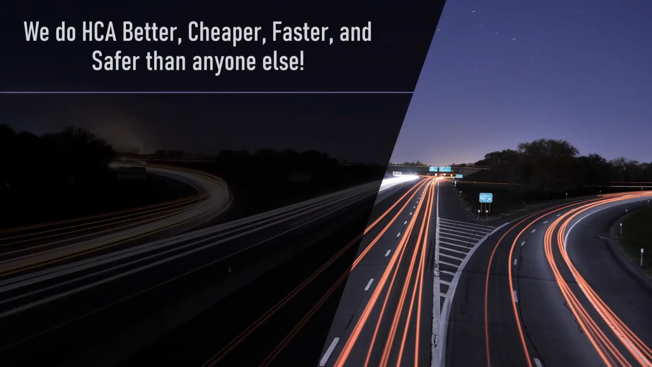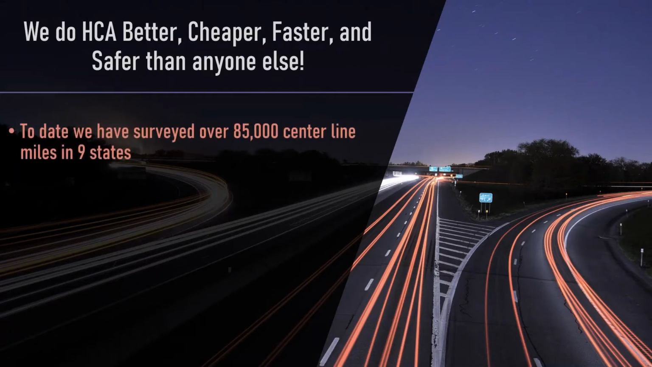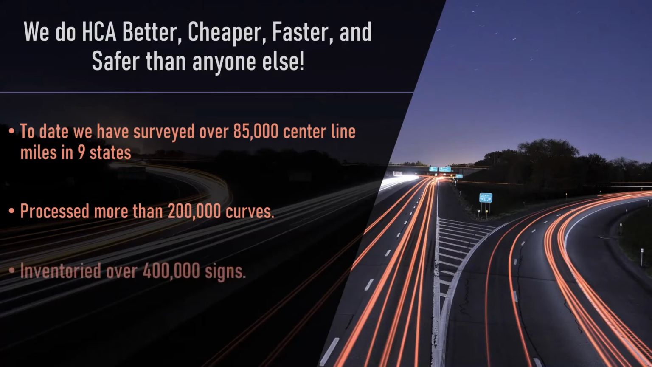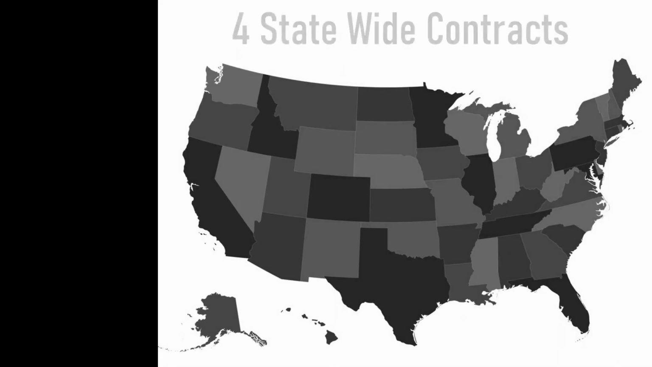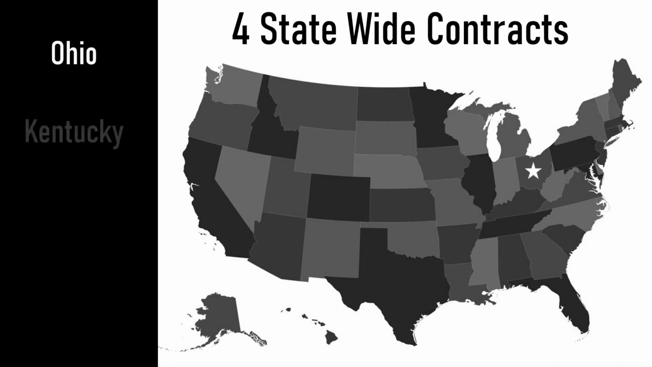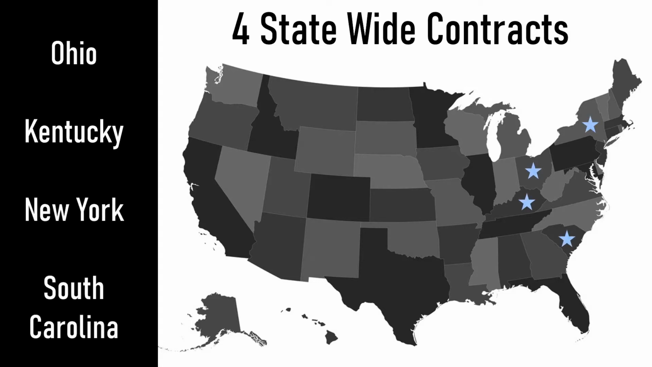Quality Counts does horizontal curve assessments better, cheaper, faster, and safer than anyone else. We've been involved in surveying over 85,000 centerline miles in 9 states over the last 5 years. We processed more than 200,000 curves, and we've inventoried over 500,000 signs. We have had 4 statewide contracts. Our first one was in Ohio. We're wrapping up Kentucky, New York, and South Carolina right now. In addition, we've done a couple of the districts in California, as well as a couple of the regions in the state of Washington.